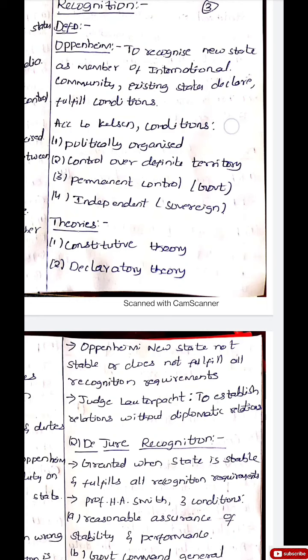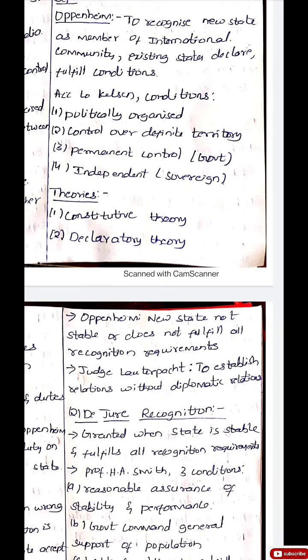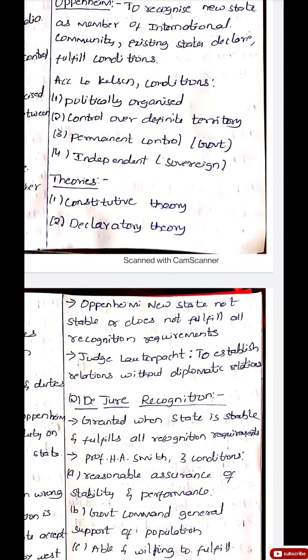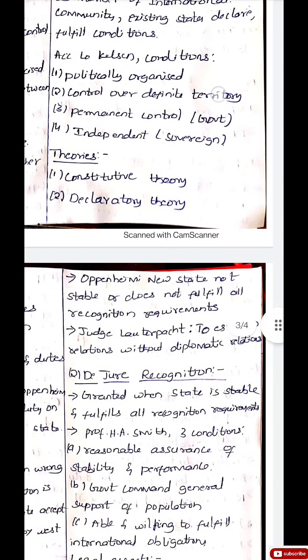So what are the conditions to be fulfilled to be recognized as an international community member? According to Kelsen, it should be politically well organized and it should have control over a definite territory. It should have a definite territory, it should be politically stable, and it should have permanent control over the territory. There should be a permanent government and it should be independent. It should have its own sovereignty.